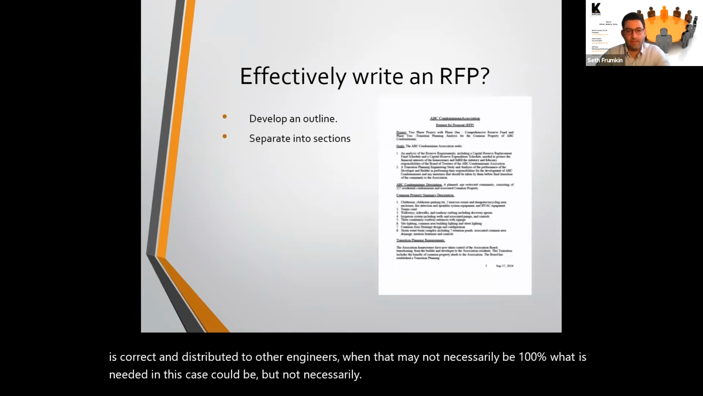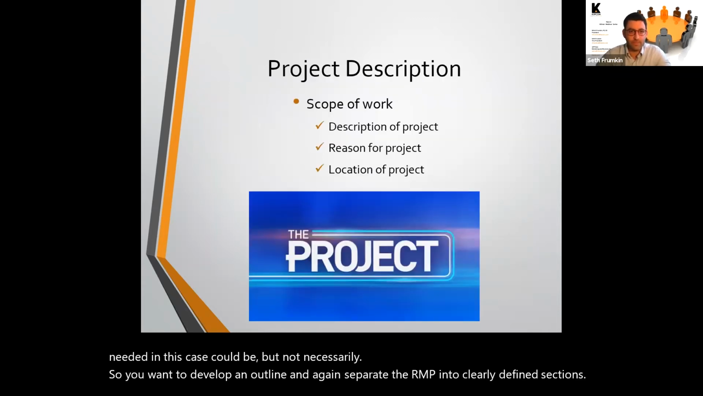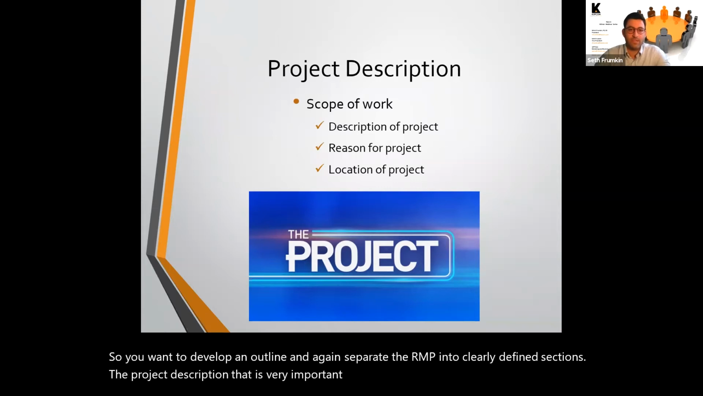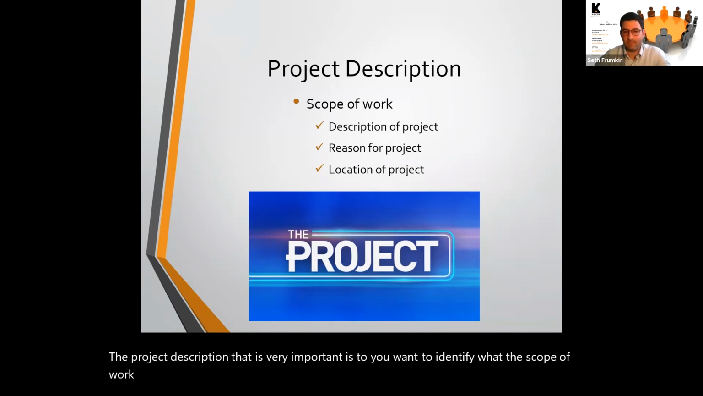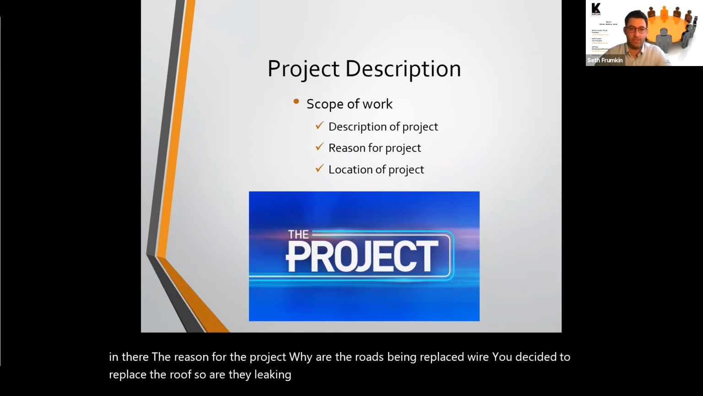So you want to develop an outline and again, separate the RFP into clearly defined sections. The project description is very important: you want to identify what the scope of work is. You want a description of the project, not too long, with the main points in there. The reason for the project: why are the roads being replaced? Why are you deciding to replace the roofs? Are they leaking? Is it just that you don't like the way they look? A combination? And the location of the project.